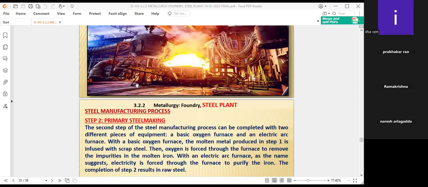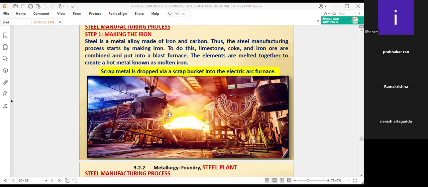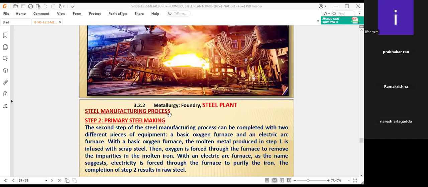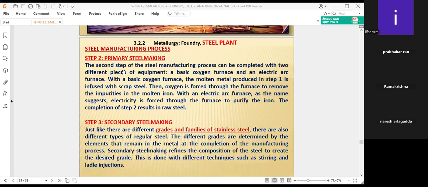In the second step, once the limestone, coke, and iron ore have been added to the blast furnace, the molten iron will be produced from this first step. Primary steel making is what is going to be done here. The second step of the steel manufacturing process can be completed with two different pieces of equipment: one is a basic oxygen furnace and the other is the electric arc furnace. These are the primary steel making.